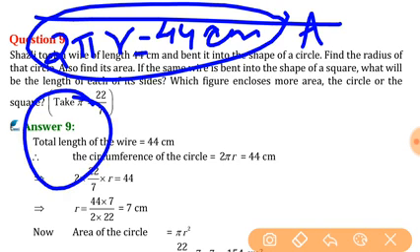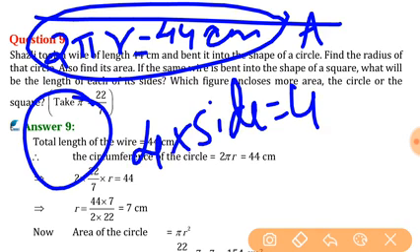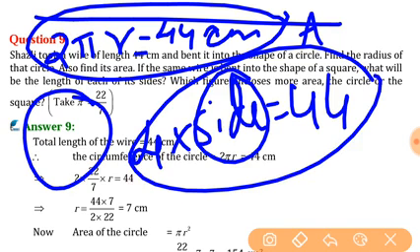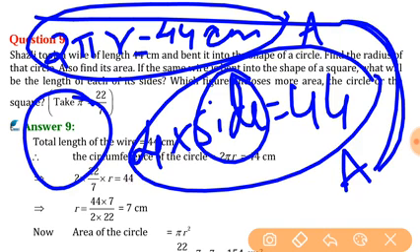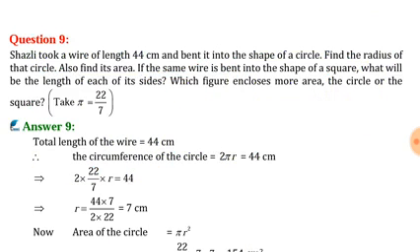Again, if the same wire is bent into the shape of a square, that means 4 into side is equal to 44. What will be the length of each side of the square? Here also we have to find the side using this. Which figure encloses more area means we have to find the area of the square also. Then we can compare the circle and square areas. Okay, understood? Yes. So we can go for the solution.